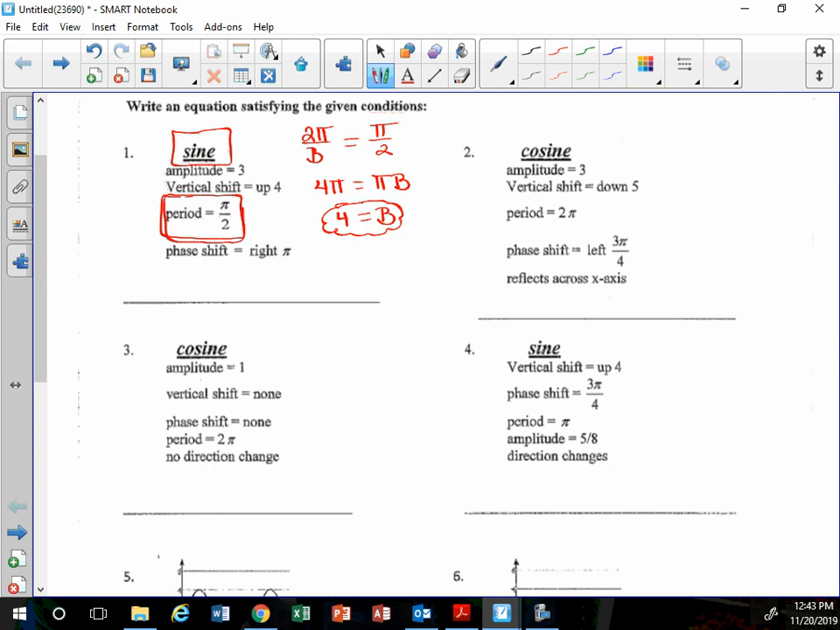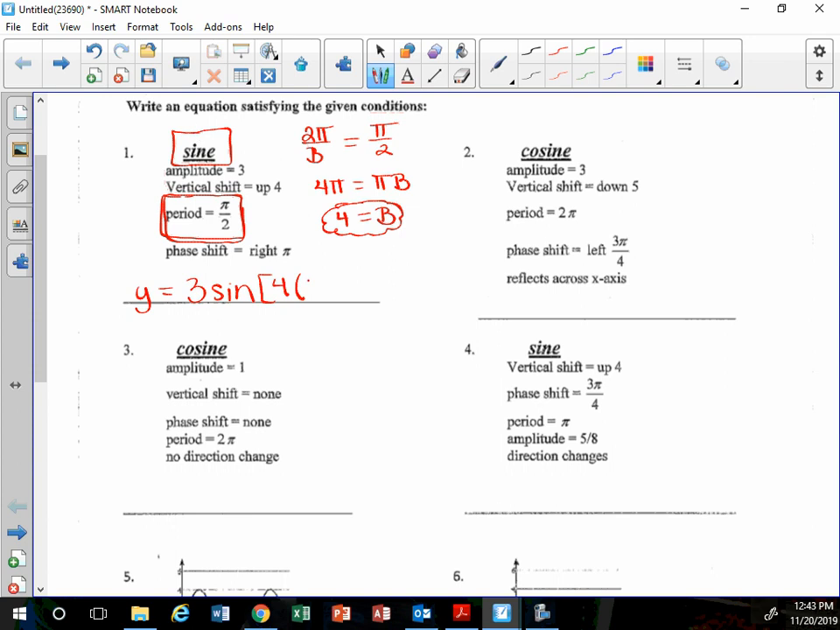We now have everything we need to write the equation. If we are writing an equation, you have to start with a y equals or an f of x equals. Okay, you've got to have an equal sign there. It says the amplitude is 3, so what am I going to start my equation with? A 3. We found a b value, right? That was 4.